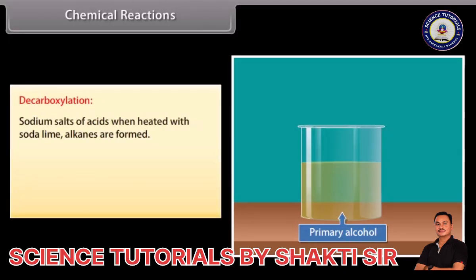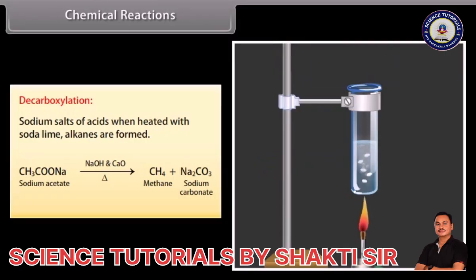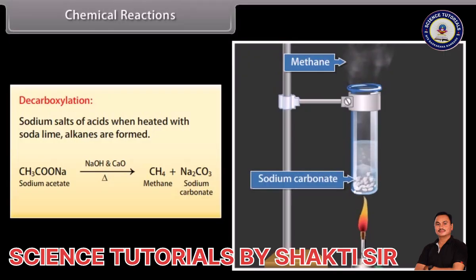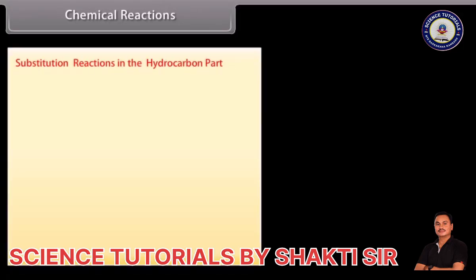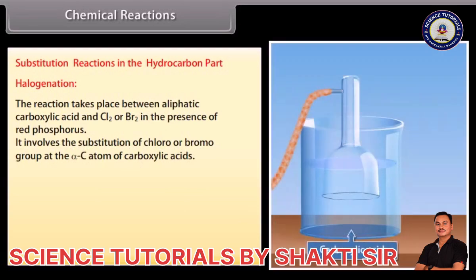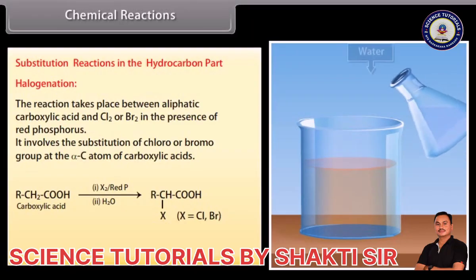Decarboxylation. Sodium salts of acids when heated with soda lime form alkanes. When sodium acetate is heated with sodium hydroxide and calcium oxide, it forms methane and sodium carbonate. Chemical reactions. Substitution reactions in the hydrocarbon part. Halogenation. The reaction takes place between aliphatic carboxylic acid and chlorine or bromine in the presence of red phosphorus.